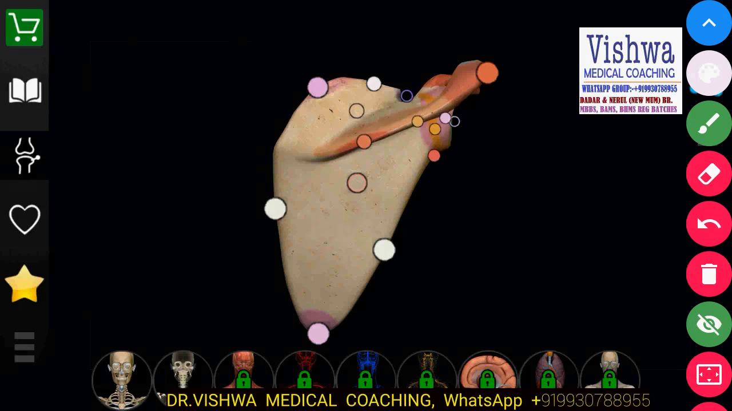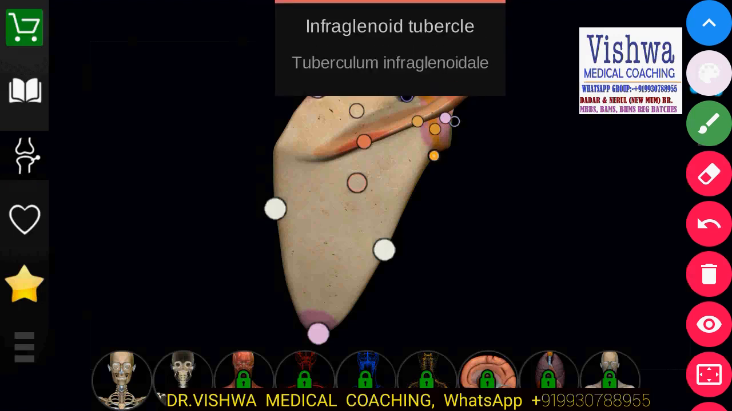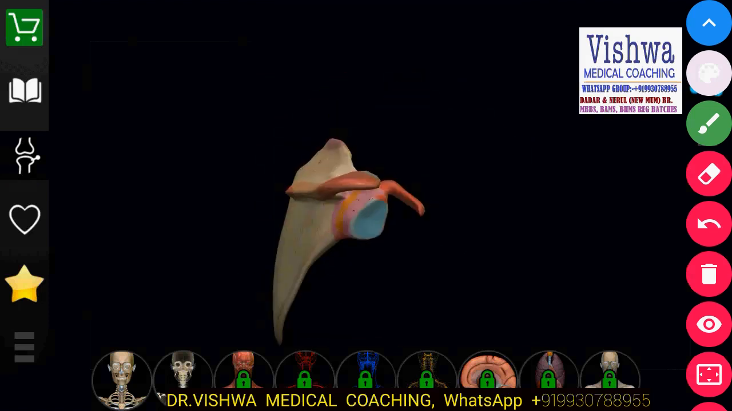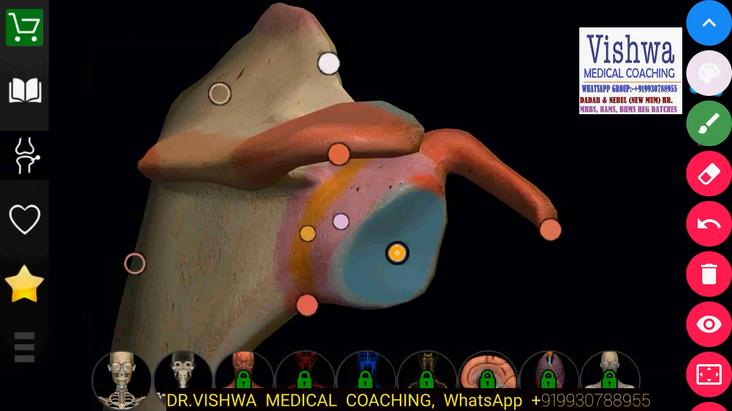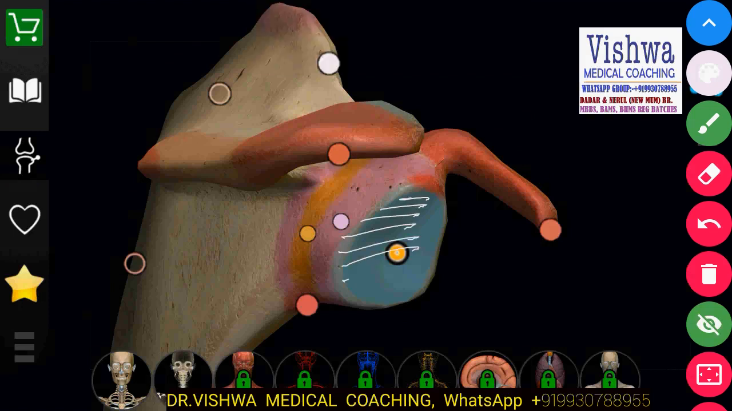Let's discuss the portions or points. This is the lateral border, this is the medial border, this is the inferior angle, this is the superior angle. Behind the glenoid cavity is a tubercle. Let me describe this with a little zoom. This is the glenoid cavity, where we have this particular blue colored portion, which was also there on the head of the humerus.